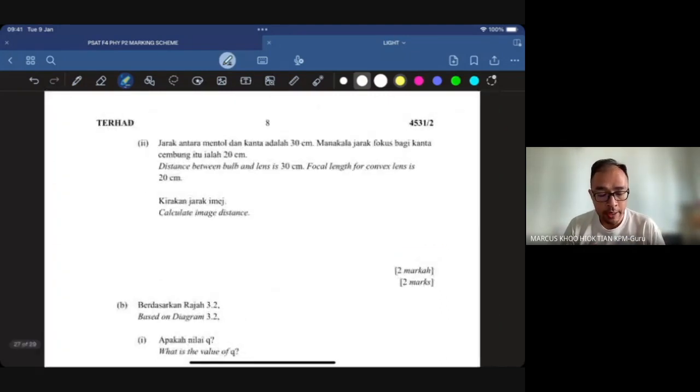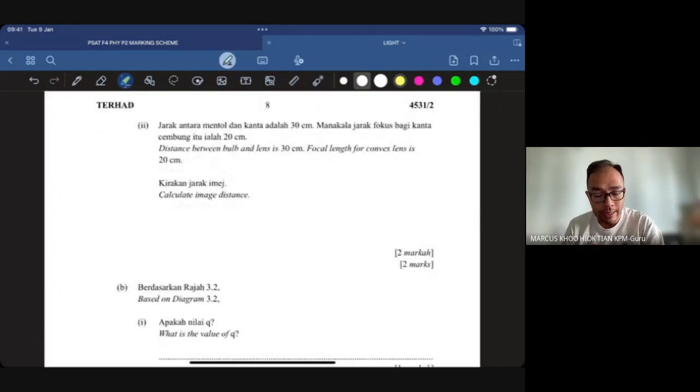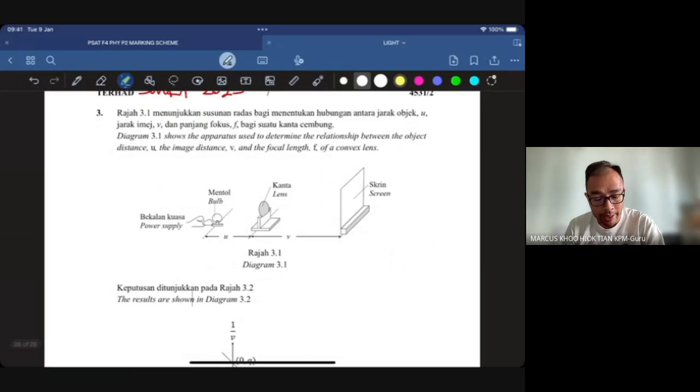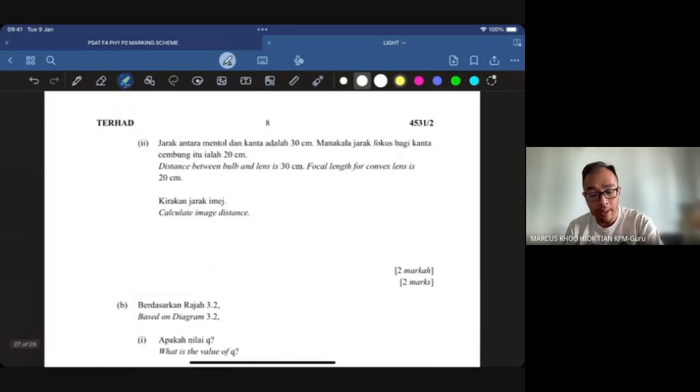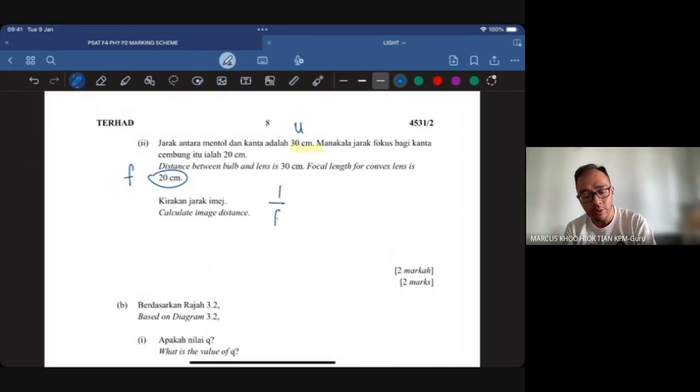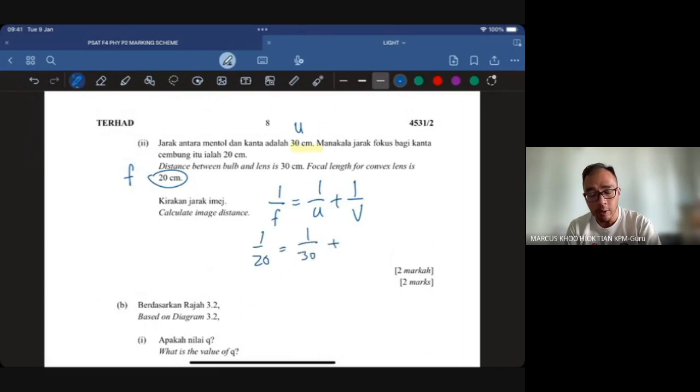The distance between the bulb and the lens is 30 centimeters, so U is 30 cm. The focal length for the convex lens is 20 cm. This is F. Calculate the image distance. This is the formula. Wow, this is the first time we're using the formula. 1 over F equals 1 over U plus 1 over V. No need to change anything. So 1 over 20 equals 1 over 30 plus 1 over V. Switch it around and you'll get V equals 60 cm.